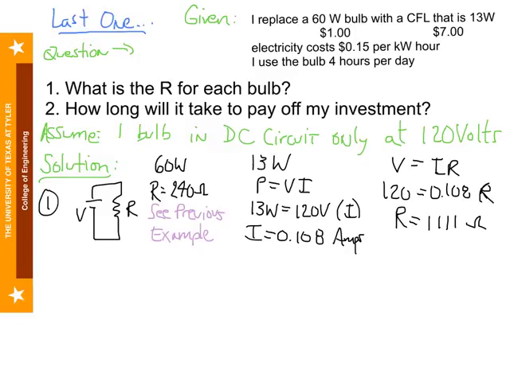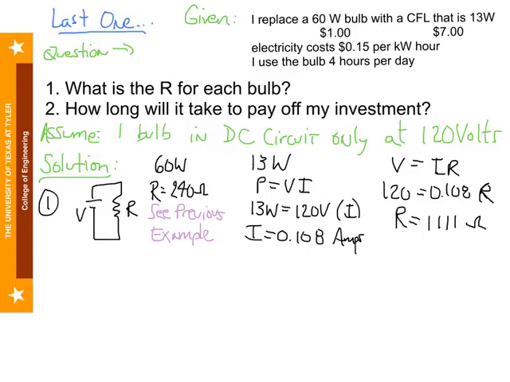So power is energy over time, right? We know that. I did that a few lessons ago. Power is energy over time. So we'll need to use that in the next part here. But let's finish our discussion here. So our 60 watt bulb has a resistance of 240. Our 13 watt bulb actually has a much higher resistance, right? Much higher resistance. So that's number one.